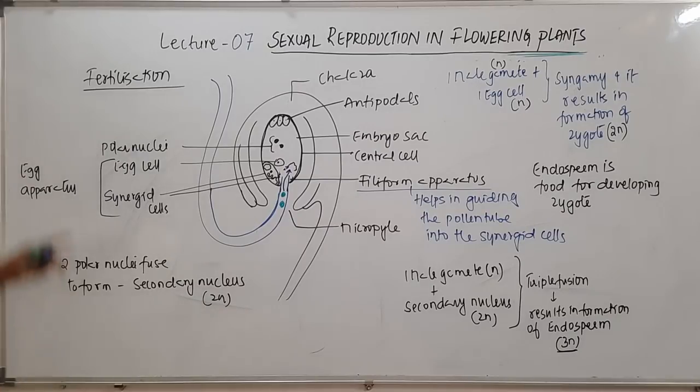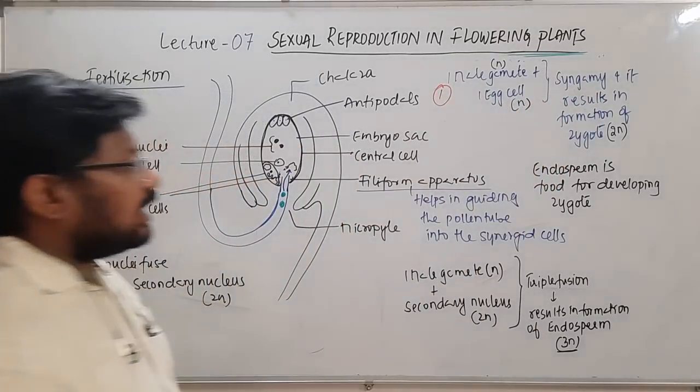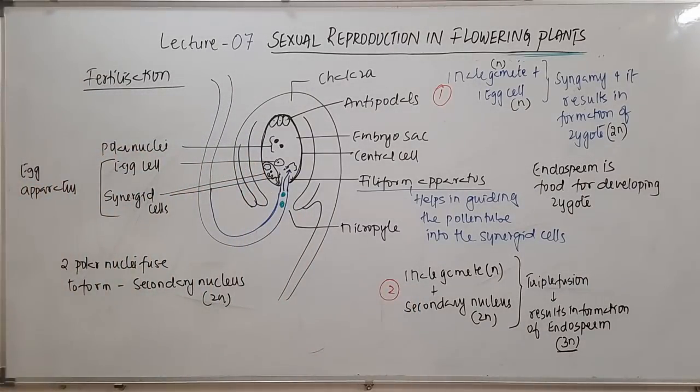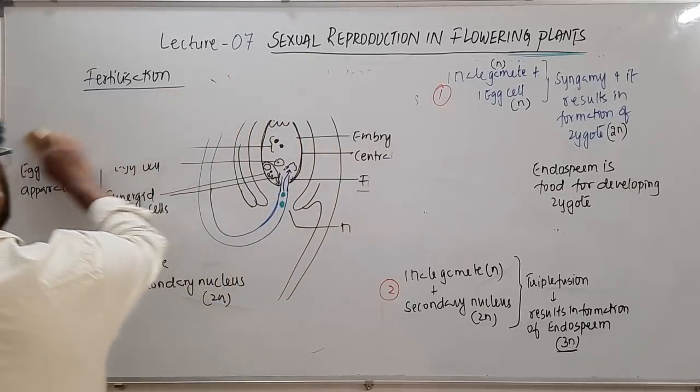As I told, double fertilization is a unique feature of angiosperms, and there are two fertilizations. One is syngamy, and the second is triple fusion. These two together are called double fertilization. Right, so after the fertilization, what is seen in the embryo sac?